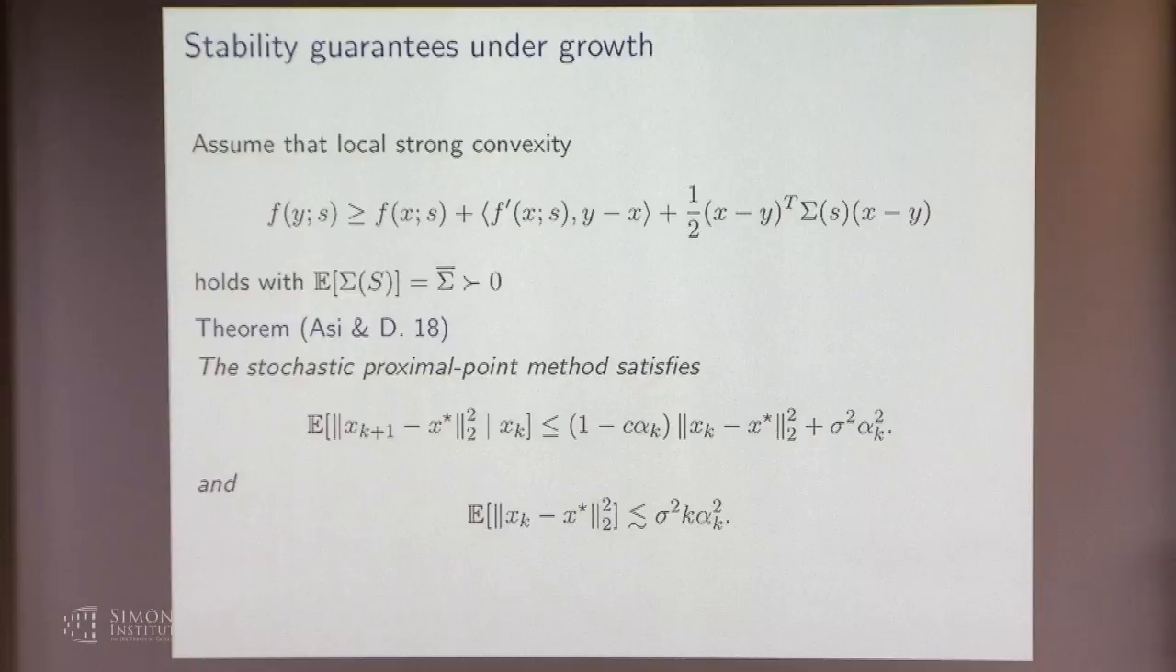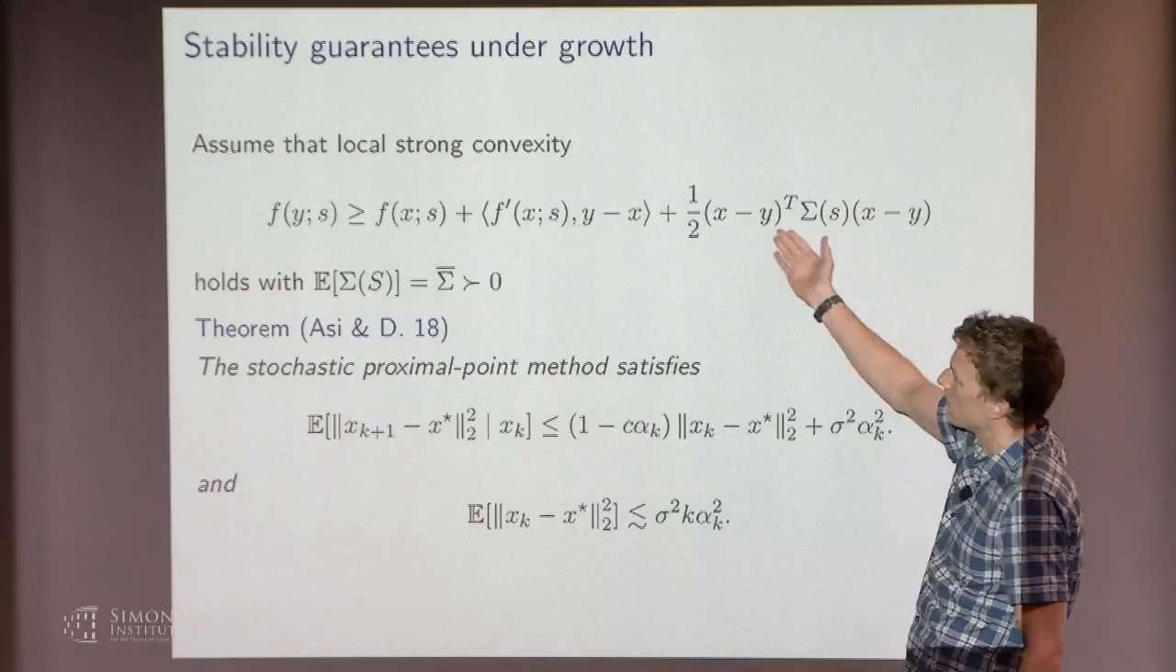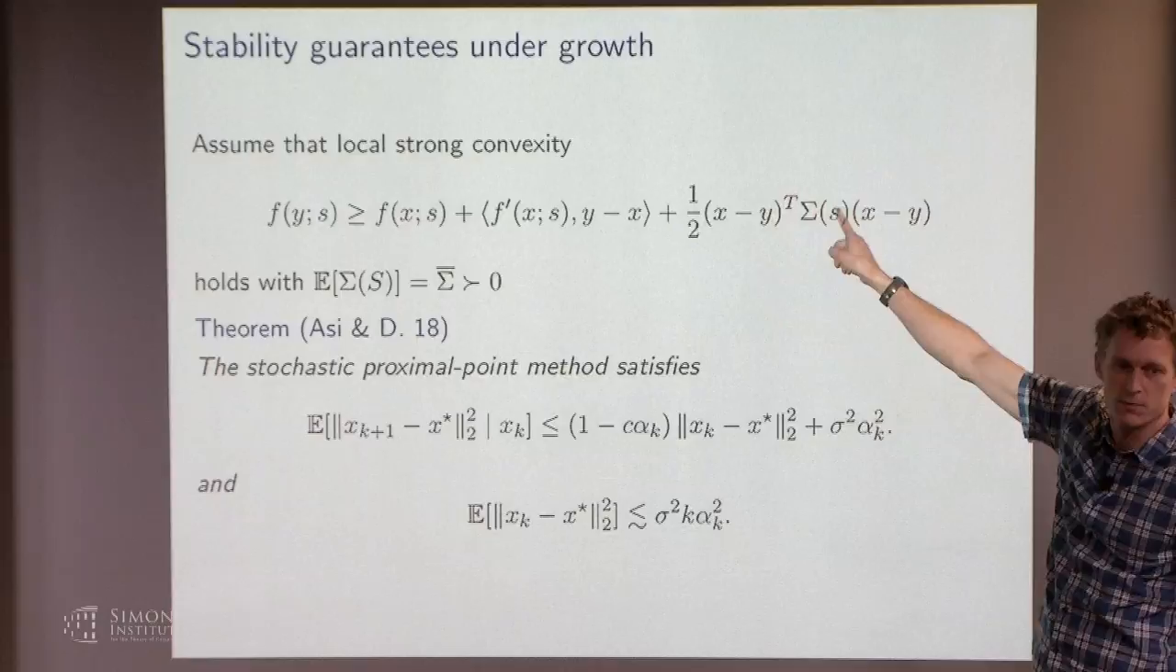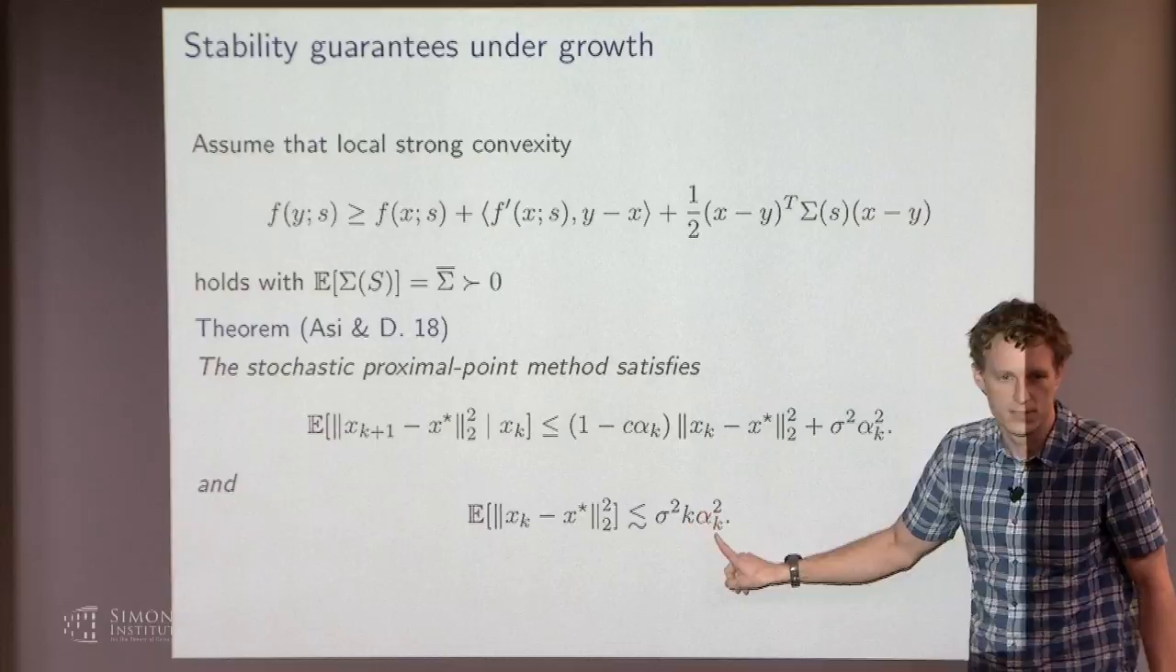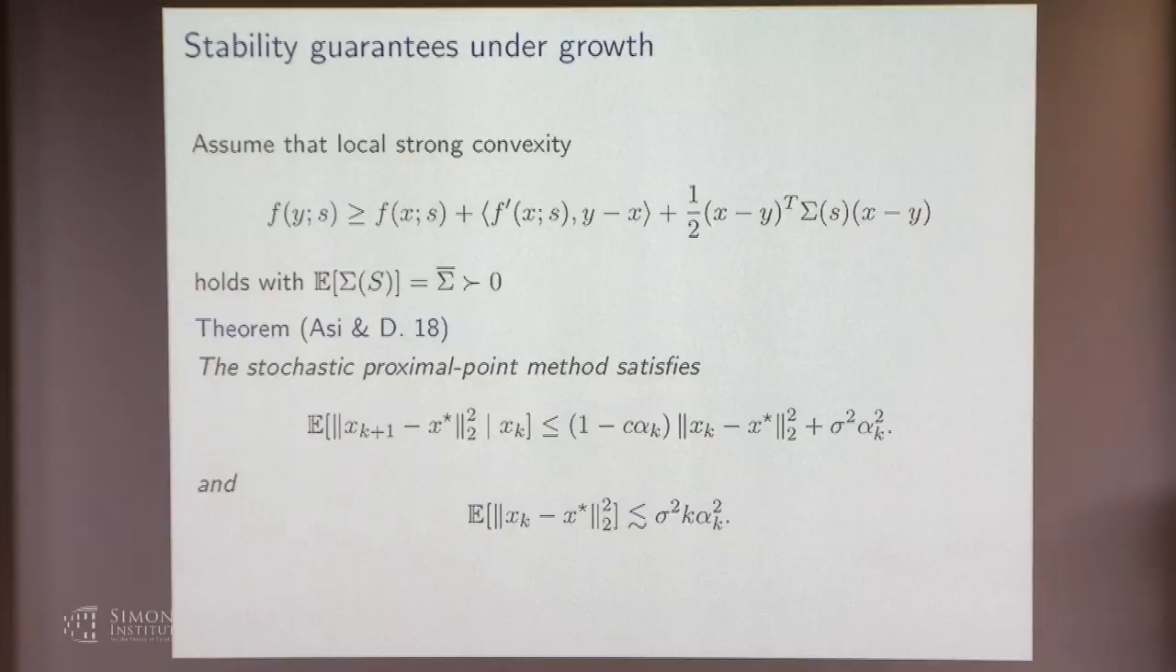Okay. Here's another theorem which basically just says if you actually have some kind of strong convexity or expected strong convexity of your objectives, meaning that your random functions are lower bounded by a quadratic, this may be low rank, but some kind of quadratic, then these things actually converge. So you will converge in expectation. And the rate at which you will converge is basically k, that's your iterates, times your step size squared. So you will actually converge no matter what, and we can give an explicit rate for this.